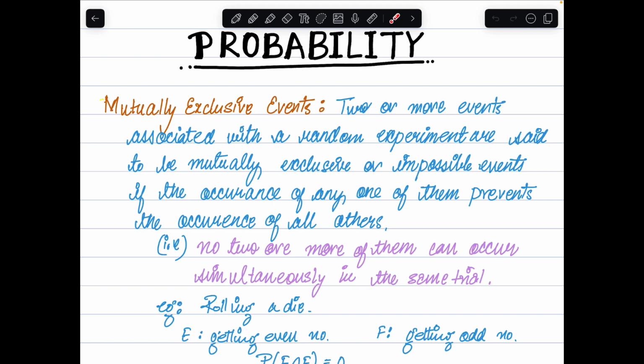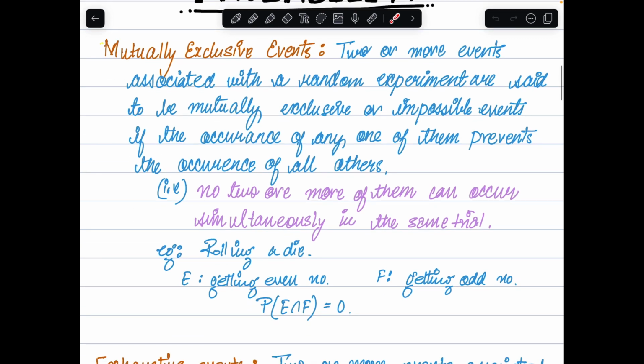Now let's understand this term, which is a newly introduced term, because in 10th also we had probability, but this term was not introduced. So the first term is mutually exclusive events. As the term suggests, mutually exclusive, separate events. This is the definition given here. You can go through it.